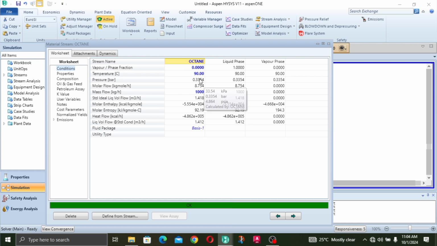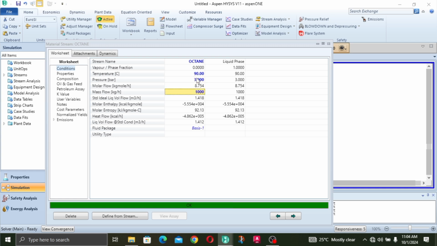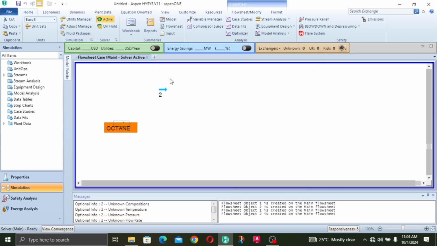That's quite low. So let's do something to work on that pressure. Let's make it more realistic. Let's give the stream the pressure, and ASPEN HYSYS gives us the vapor fraction. Let's say it's at a pressure of 3 bar. Yeah, that's better. You can see ASPEN HYSYS automatically gave us the vapor fraction to be 0. So we're good with the octane stream.